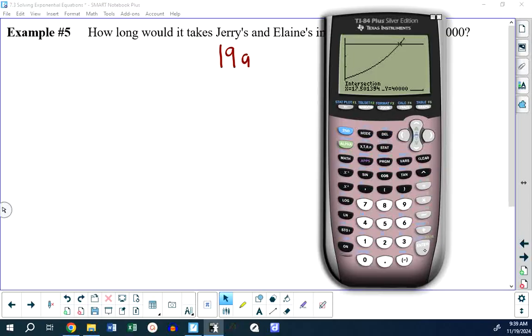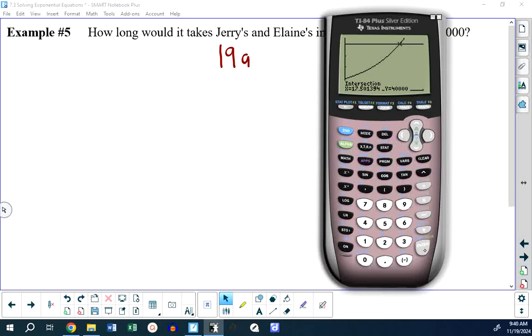What is the answer to this question? This is Elaine's. Mark, do you know? 17 years and 7 months. Can you repeat that? 17 years and 7 months. No. Yeah, and it's good that you're rounding up. This 17.5 is 17 and 6 months, right?